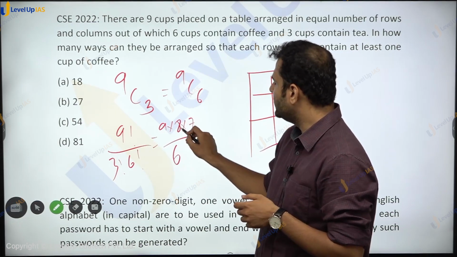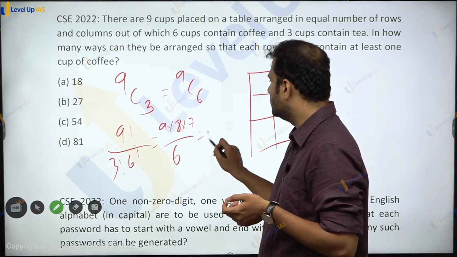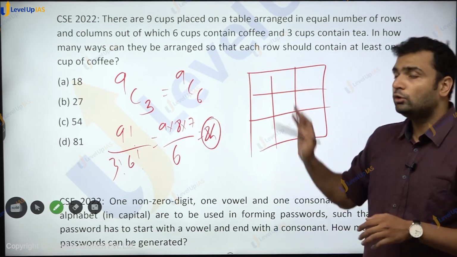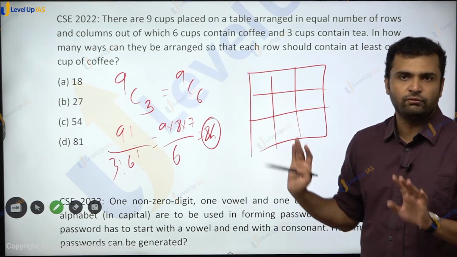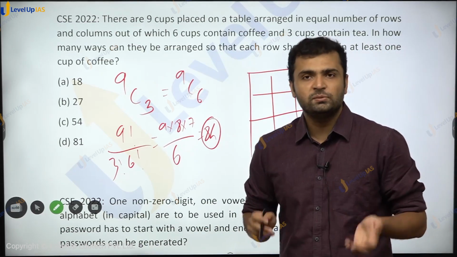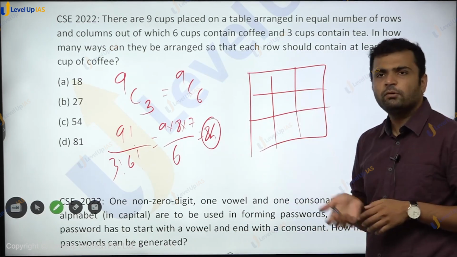No? So it is 9 8 72. 72 by 6, which is 12. 12 into 7, which is 84. So total number of ways without any condition is 84. अब at least 1 cup of coffee के लिए क्या चाहिए हमें? इसमें से बस 0 cup of coffee वाला केसेस रिमूव कर देंगे. मतलब नो कप ऑफ कॉफी इन द रो.